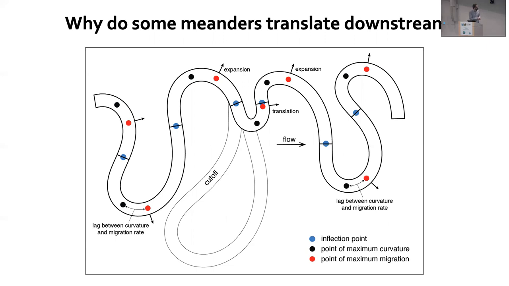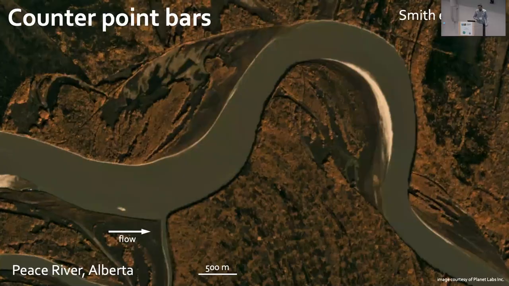In big bands like these, most of these, it still results in expansion, but in small bands like this one, which is, in this case, related to a cutoff, it results in translation because the red dot falls on the downstream limb of the meander.